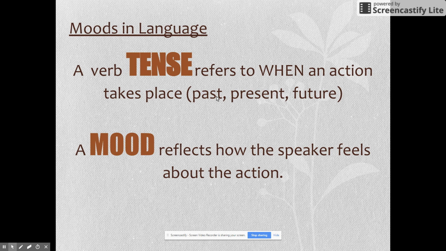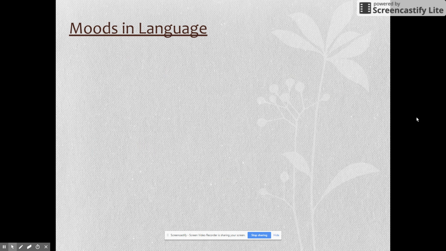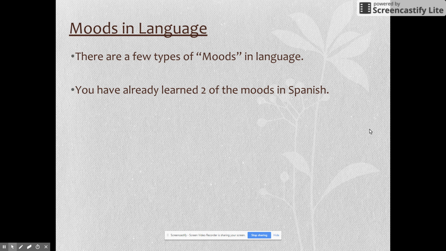Okay, so we've learned the past tense, imperfect, preterite, present. We haven't done future. Subjunctive is a mood. So I'm going to talk about moods that we've already learned. All right, so there's a few types of moods. You've already learned 2 moods in Spanish so far. The indicative mood. You didn't really know you were learning the indicative mood, but that's everything we've done, like present, past, that kind of stuff.